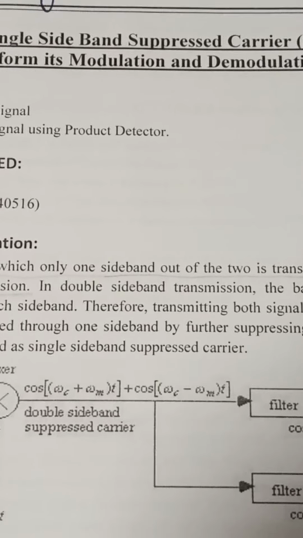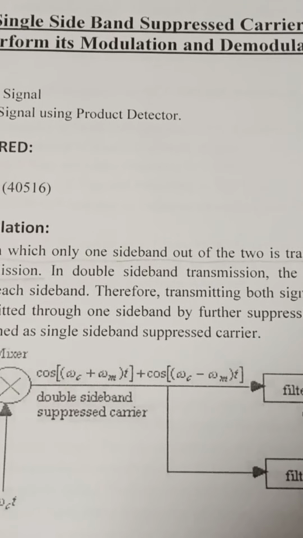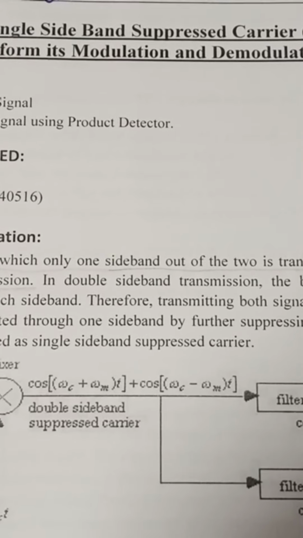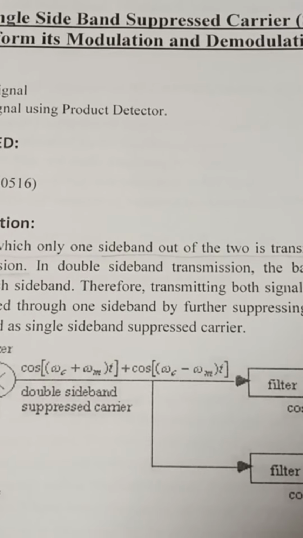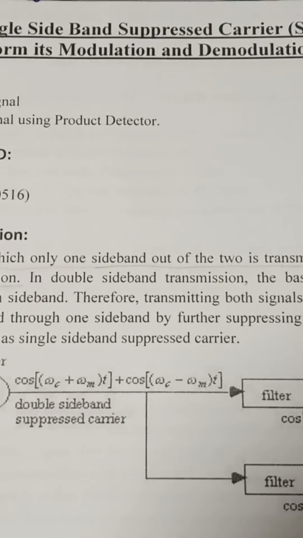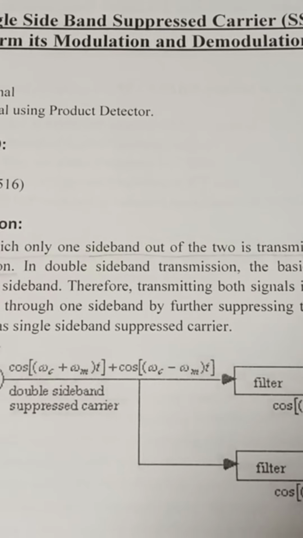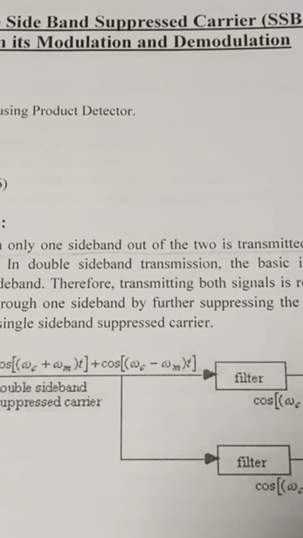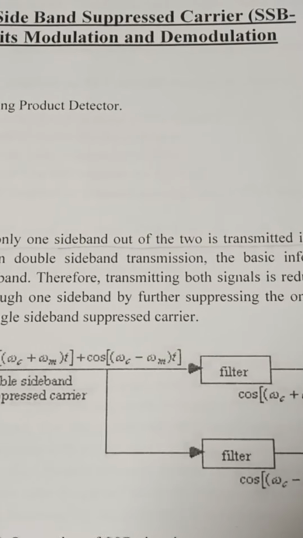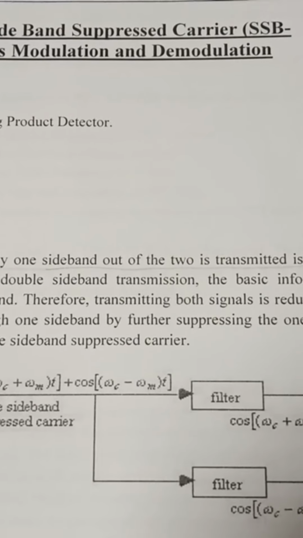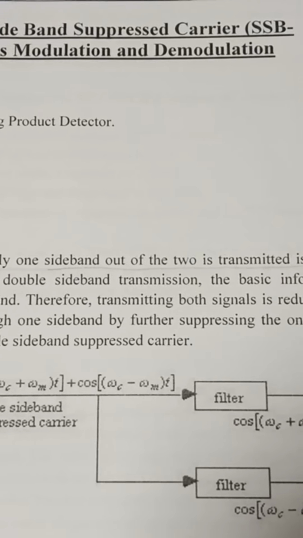So this is our lab number 3, about single sideband suppressed carrier modulation and demodulation. Previously we have covered double sideband suppressed carrier modulation and demodulation. The reason we are performing single sideband suppressed carrier is that in this we will only transmit one sideband from the sender to receiver, while the other sideband will be suppressed along with the carrier.